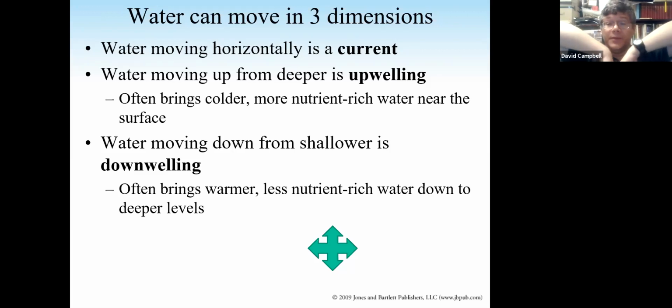Downwelling is water from the surface sinking deeper. Not surprisingly, that will tend to bring water that is warmer and also more nutrient poor deeper down. As we'll see, different parts of the ocean characteristically have these different patterns of water movement.